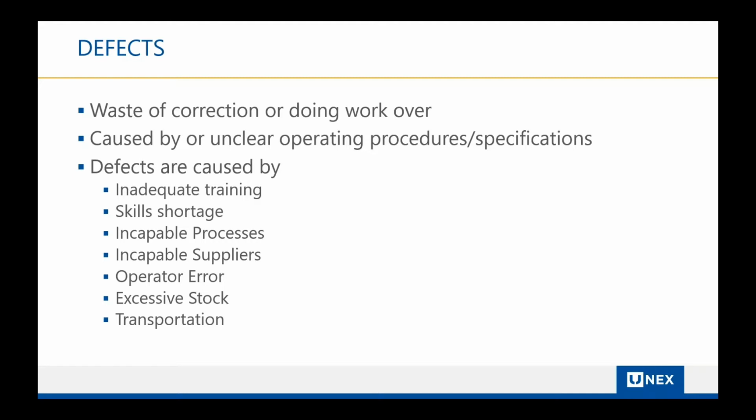Defects are caused by unclear operating procedures or specs, inadequate training, lack of skills, incapable processes, incapable suppliers. You might not use the material that you're used to getting and have to go to another supplier, and now it's a little bit different than the way it's usually done. The operator might make some mistakes. You could have too much stock, which was hiding the defects in your inventory. And then excess transportation. You never know how it's going to arrive. So if you can cut down on transportation, you can cut down on some of your defects.